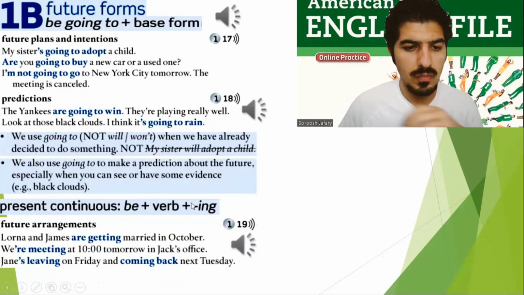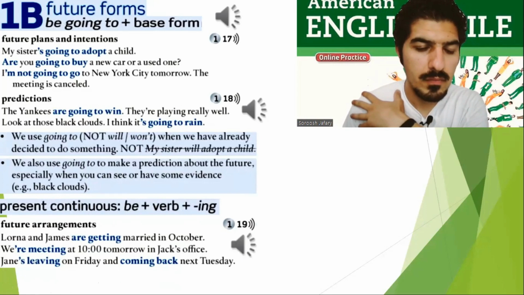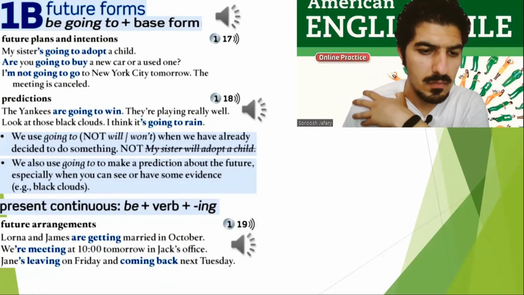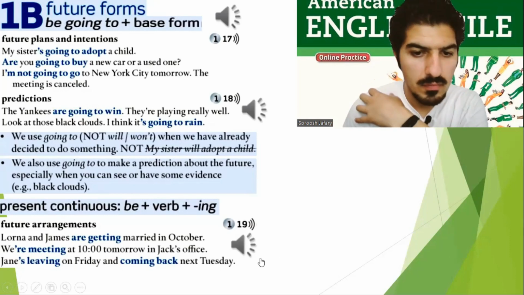1.19. Lorna and James are getting married in October. We're meeting at 10 o'clock tomorrow in Jack's office. Jane's leaving on Friday and coming back next Tuesday.